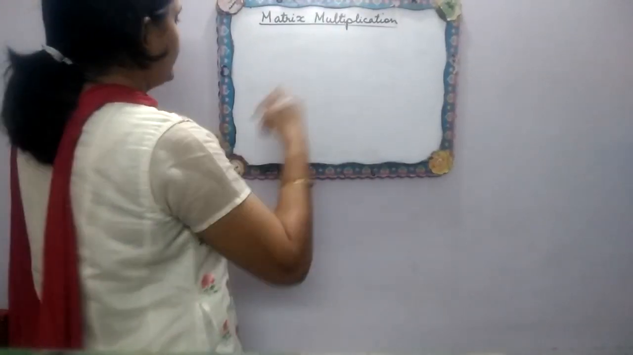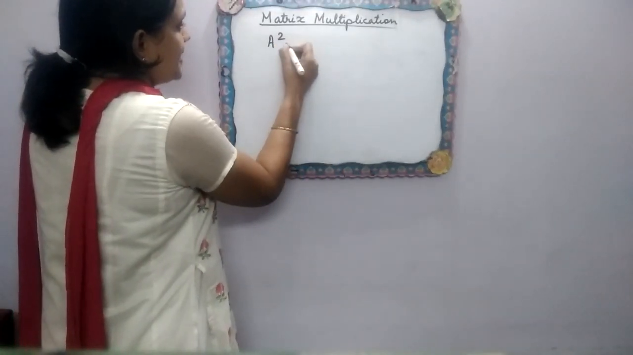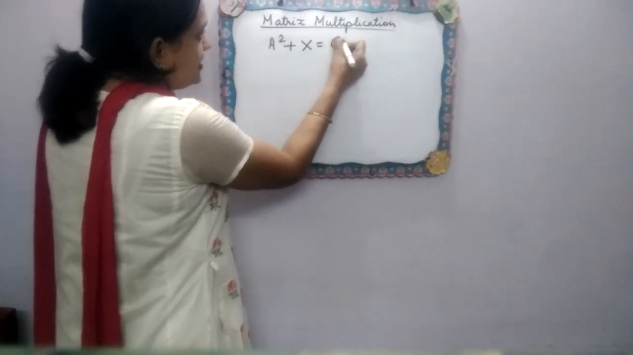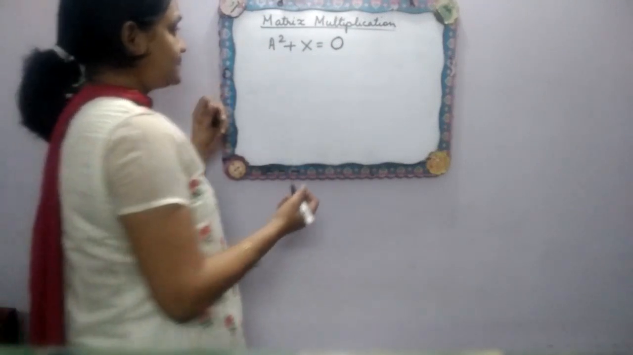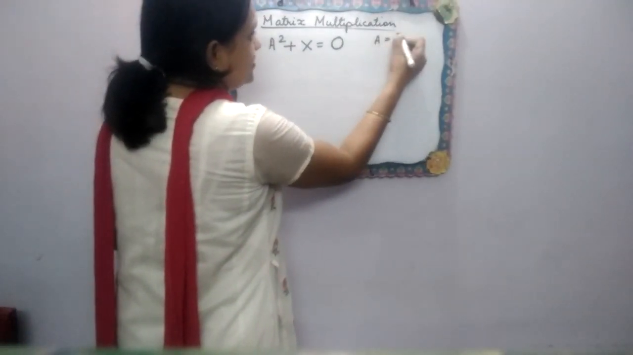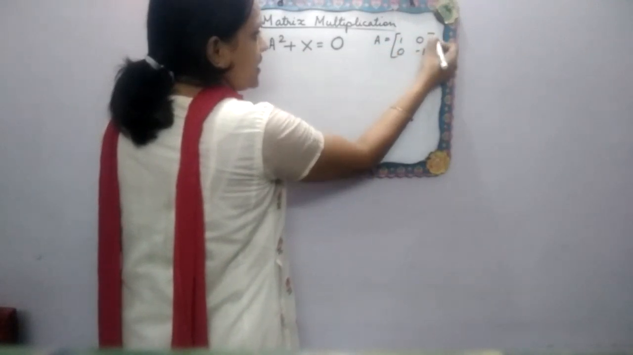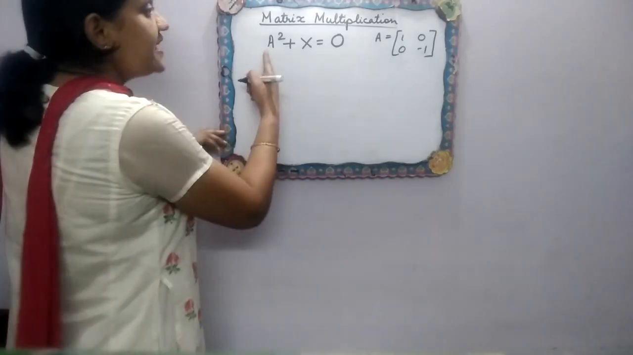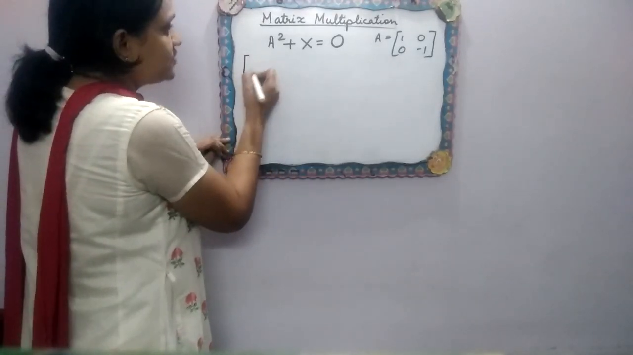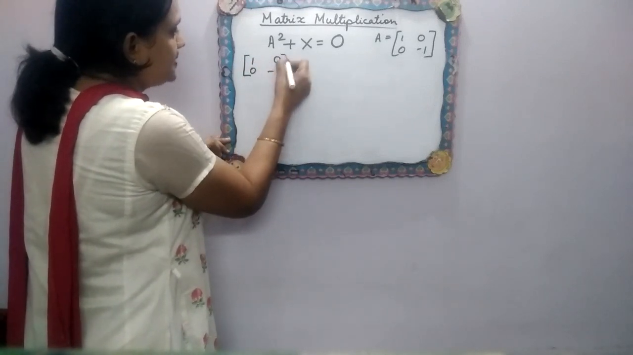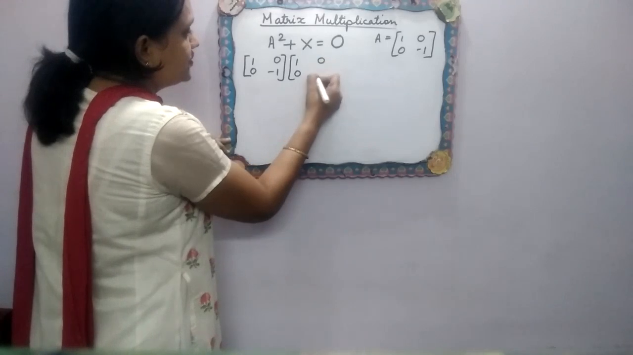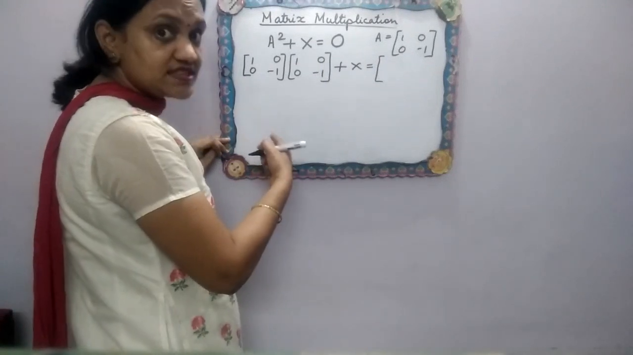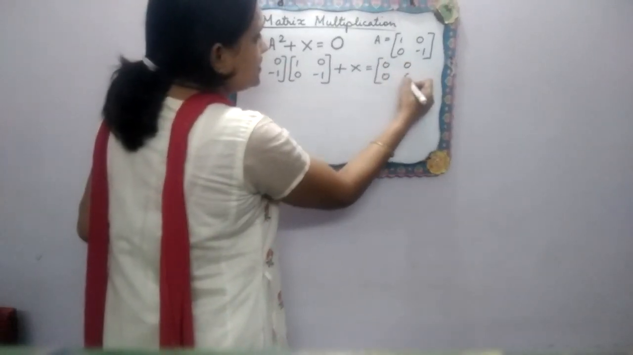Okay, if you have been given A square plus X is equal to the null matrix 0, and it has been given that A is equal to 1, 0, 0 and minus 1. So how will you calculate the value of X? A square means A into A. So we will write 1, 0, 0, minus 1 times 1, 0, 0, minus 1 plus X is equal to the null matrix of the same order. So 0, 0, 0, 0.